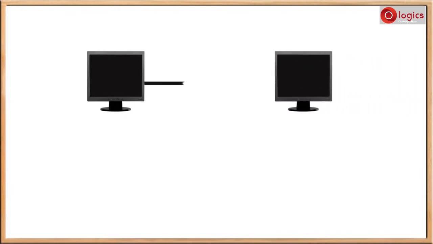Children, let us understand what is the network, and how different networks become internet. This is a computer. This is another computer, connected to each other. It means that these two computers are in network now. Network means a group of computers connected to each other for sharing resources.